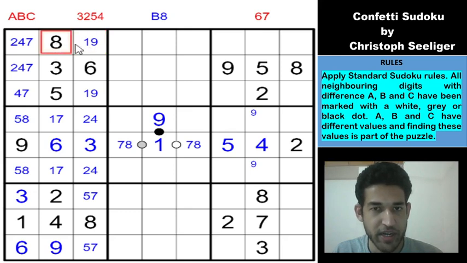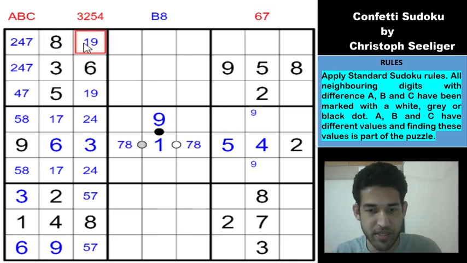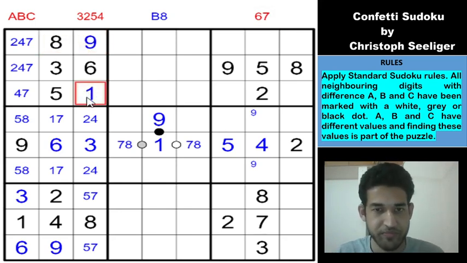Because then that would create a difference of 7, which is one of the values of the dots, and there is no dot between these 2 cells. So this must be a 9, this must be a 1. And you also can't have a 2 here, right? Because 2 and 8 have a difference of 6, and we know that 6 is one of the difference values, so 2 can't go here because of no dot. So which means this will be a 2.